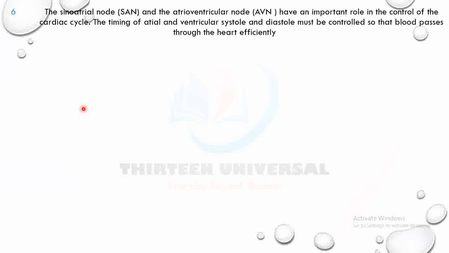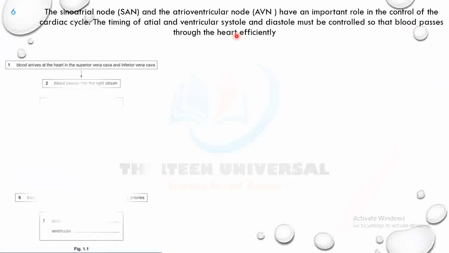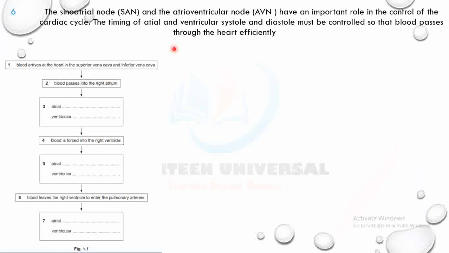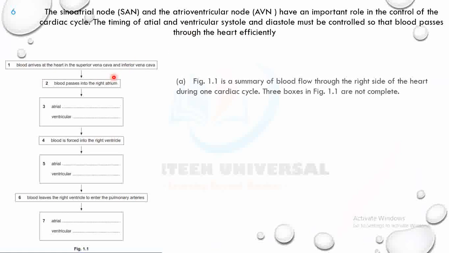Okay. Alright, they say the sinoatrial node, SAN, and atrioventricular node have an important role in the control of the cardiac cycle. The timing of the atria and ventricular systems must be controlled so that blood passes through the heart efficiently. Okay, so let's look at this. What is it asking us to do? Fig 1.1 is a summary of blood flow through the right side of the heart during the cardiac cycle. Three boxes are not complete, so how do we fill it?